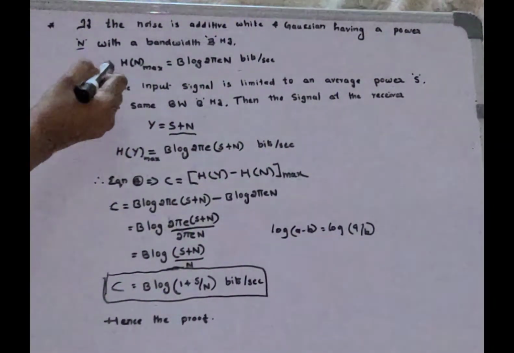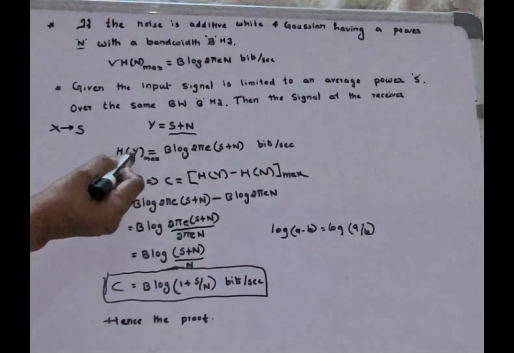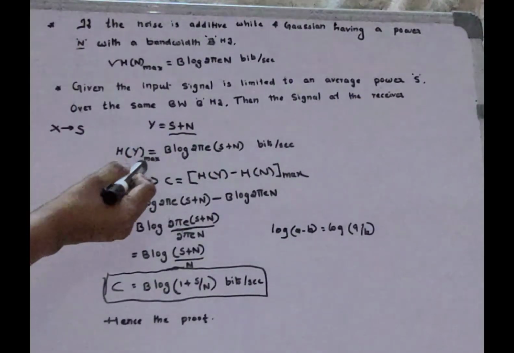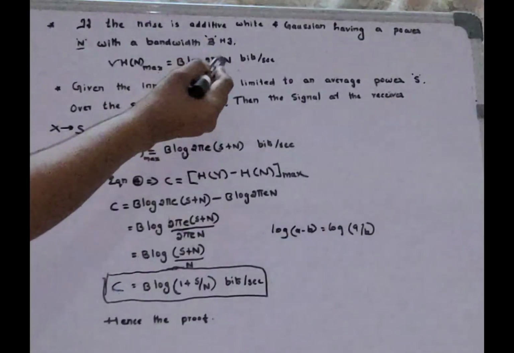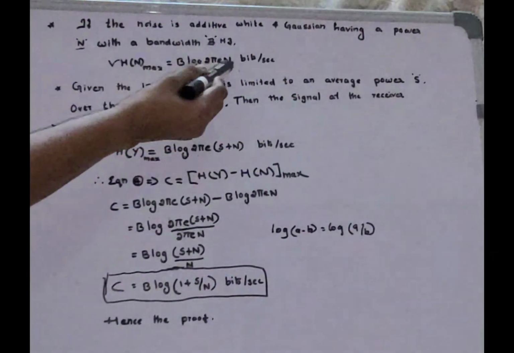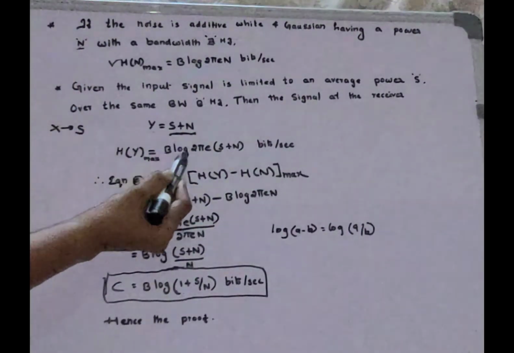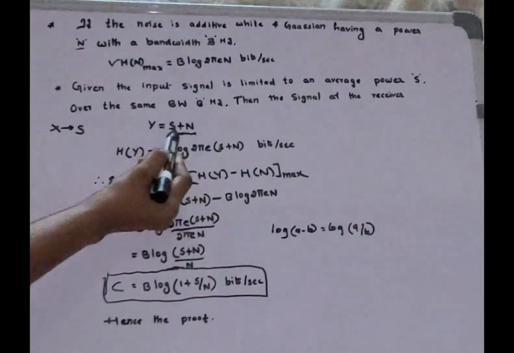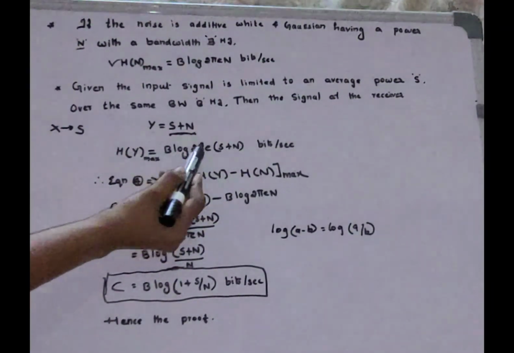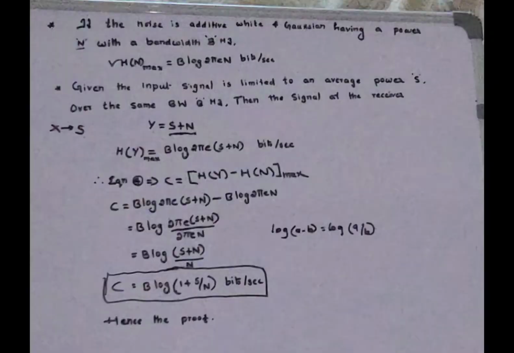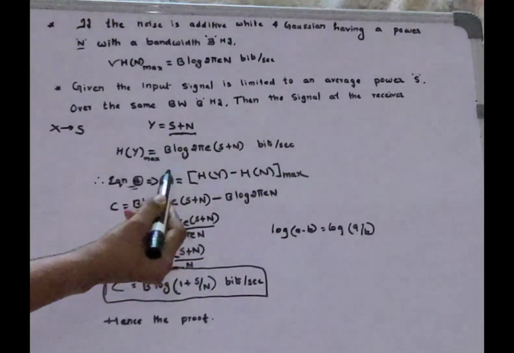Now, by looking at this equation, we can create the equation for the entropy of the output at the receiver. H of Y max is equal to B log 2 pi E into Y. In terms of Y, we are writing S plus N. Then we get B log 2 pi E into S plus N. So the entropy H of Y is equal to B log 2 pi E into S plus N bits per second.